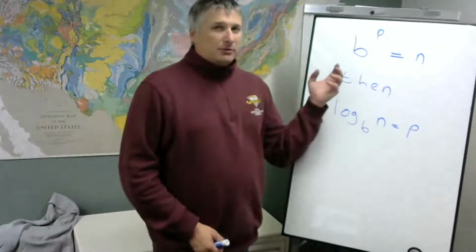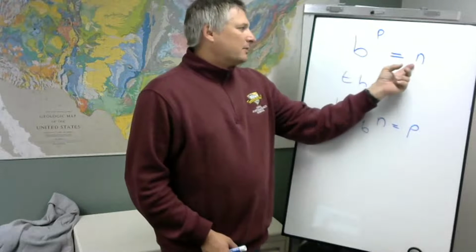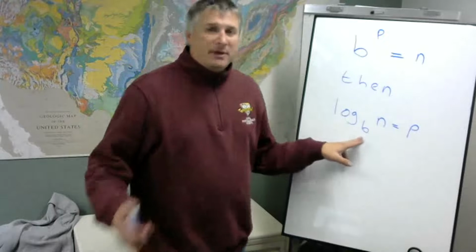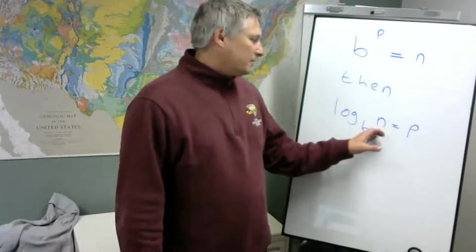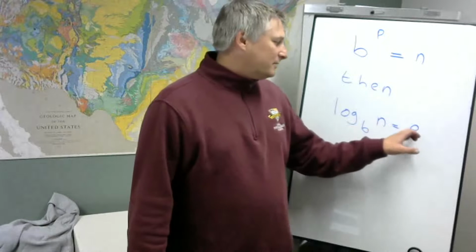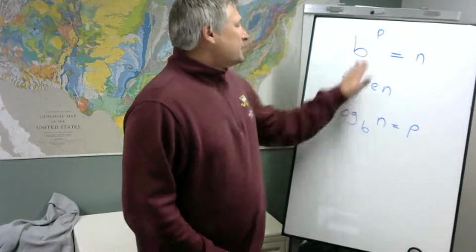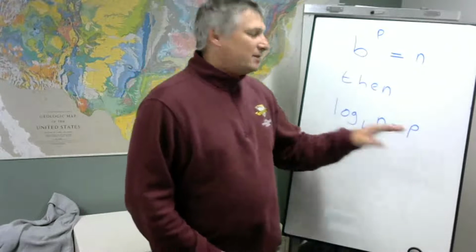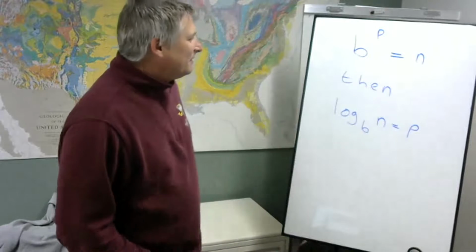So if you have an exponential expression with a base b, an exponent p, and a result of n, then you have a logarithm also of base b. And the logarithm will give us, if we give it the result n, that exponent back. So the exponential expression gives us the result, the logarithm takes the result and gives us the exponent. And the base is going to be the same.